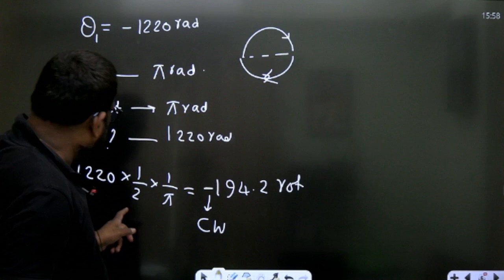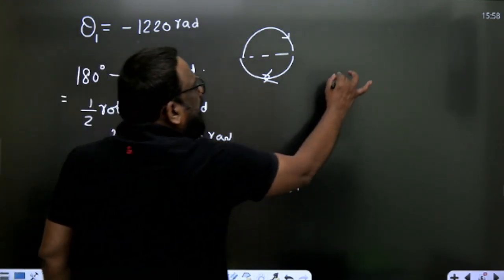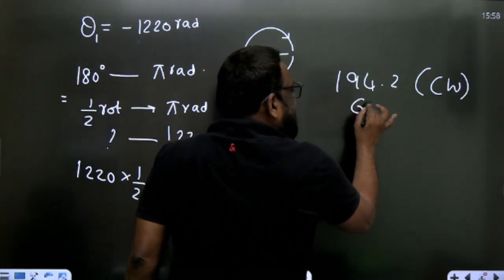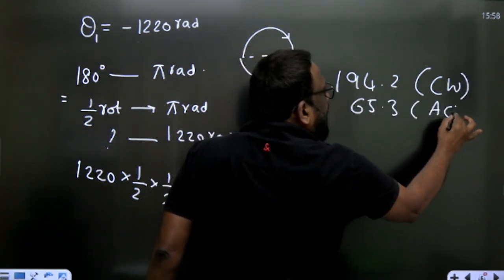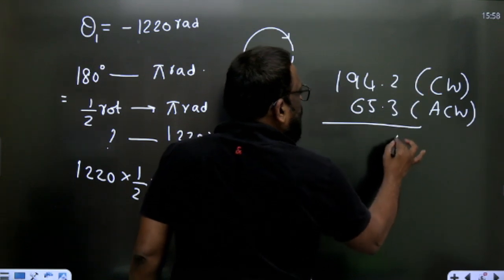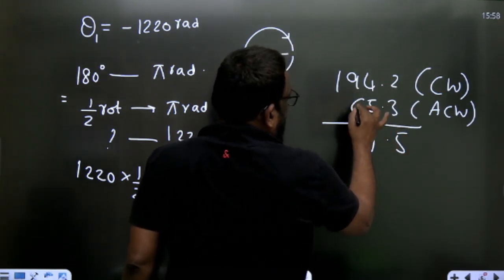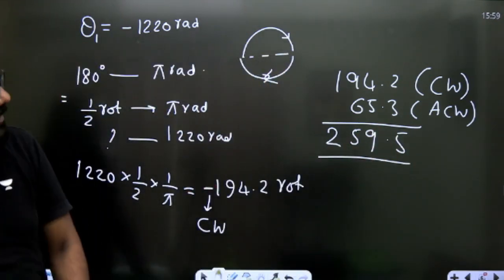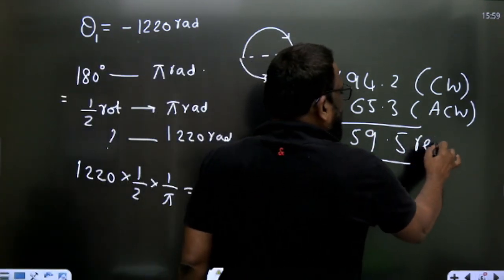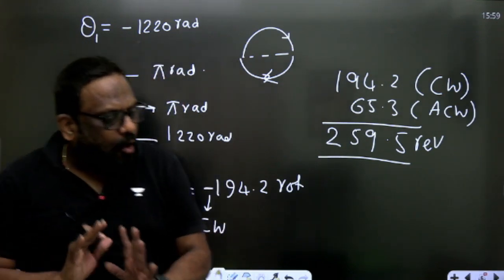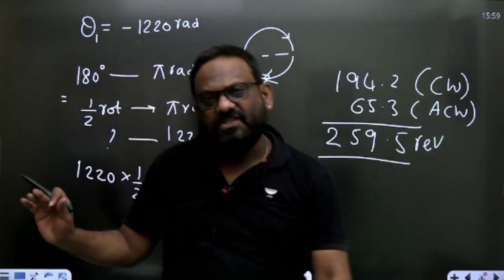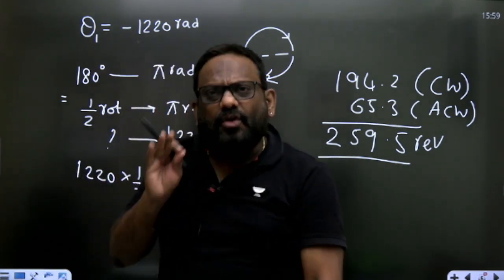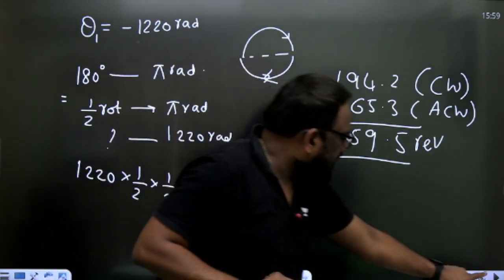Look at, it is making 194.2 clockwise rotations, 65.3 anti-clockwise rotations. He is asking total. So this will be कितना आ रहा है सर? 259.5. So many revolutions, sir. It's a very good fundamental question, sir. It has opened the eyes of everything. मस्त question था sir, बहुत बढ़िया. Now, without wasting our time, let's move to the next question.